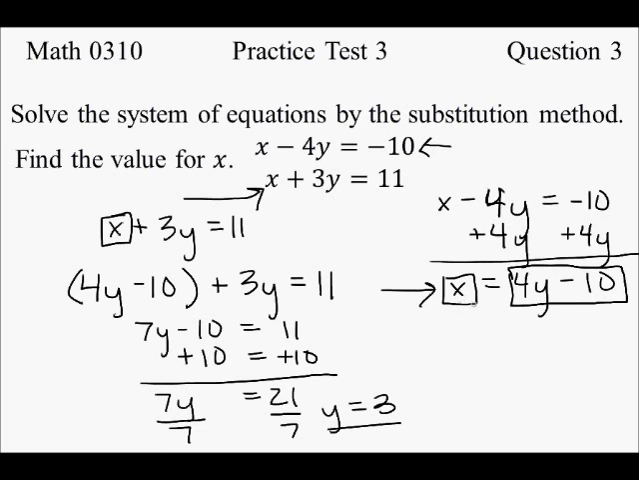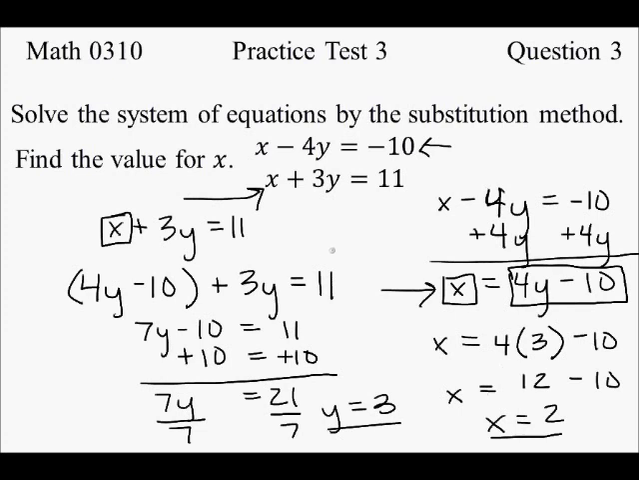x is already by itself. So x then equals 4 times y, and we said y was 3, minus 10. So x equals, here we have 12 minus 10, and so x here is equal to 2. And this particular question is saying find the value for x, so this is the actual answer they want us to give, and x equals 2, that is answer choice B.